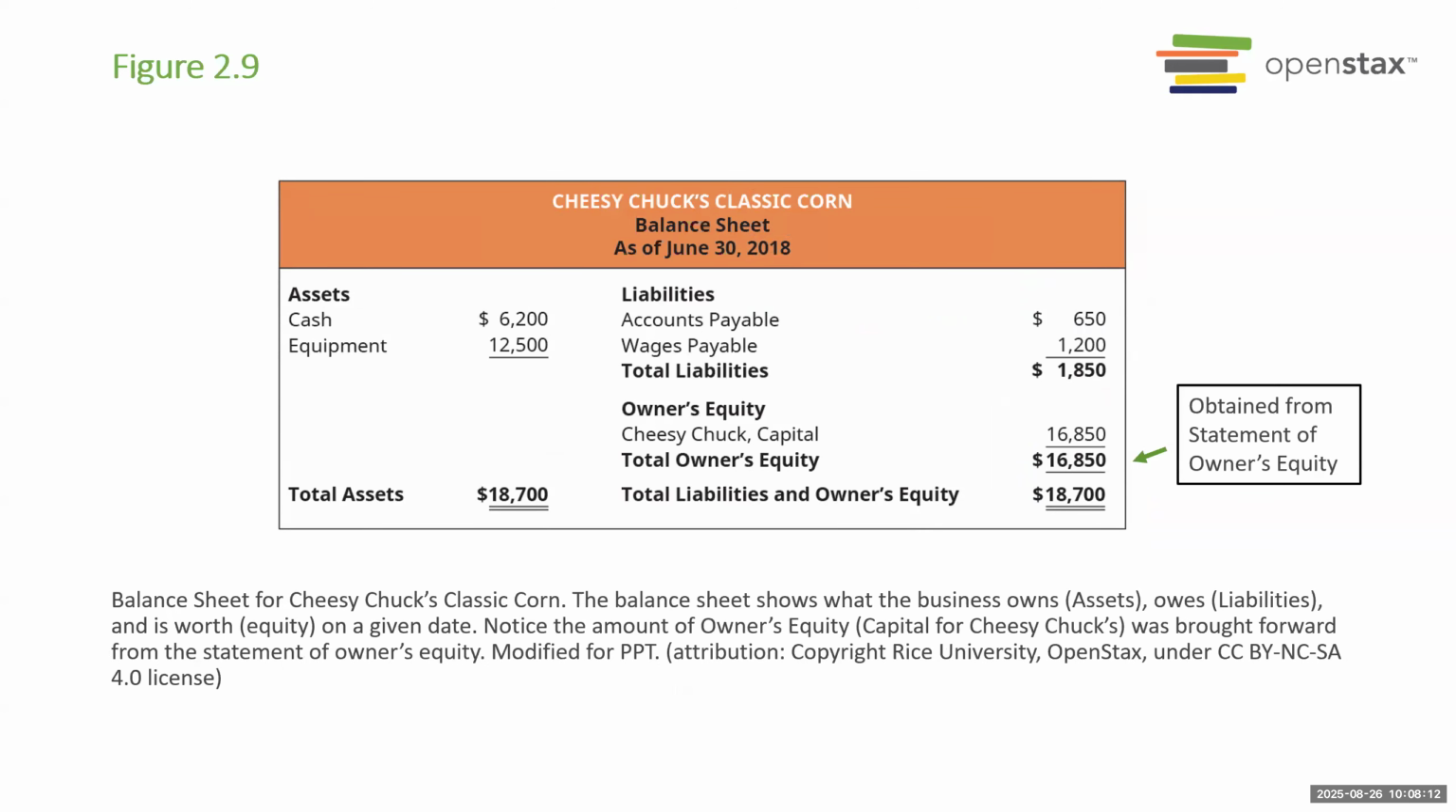All right. Their cash is $6,200. Their equipment is $12,500. So their total assets are $18,700. Their accounts payable, what they owe to vendors and suppliers, is $650. Their wages payable, what they owe to their employees, is $1,200. Their total liabilities are $1,850. As we tied out, their owner's equity is $16,850 from the previous financial statements, which means their total liabilities and owner's equity are $18,700. And we see that total assets tie to total liabilities and owner's equity.